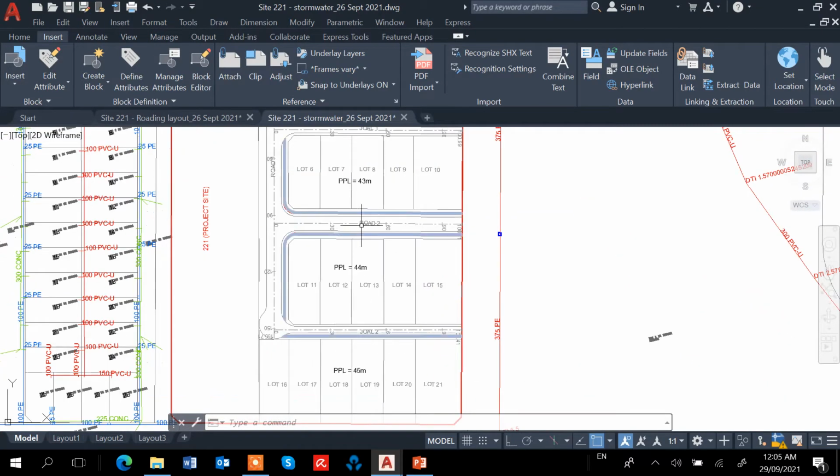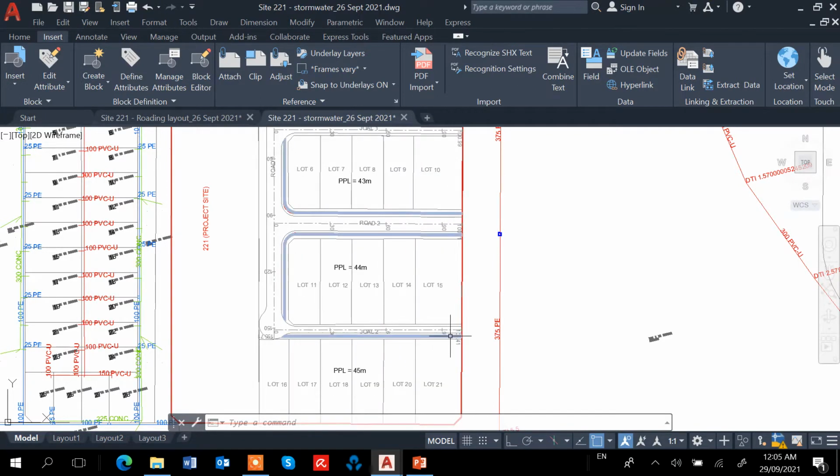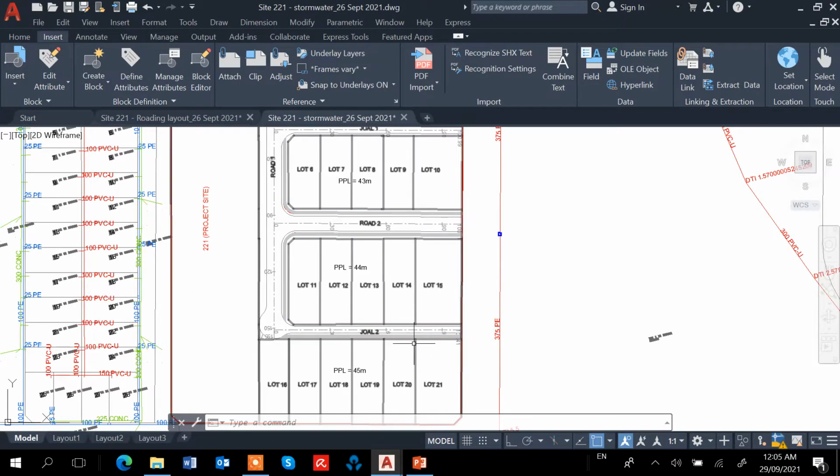Okay, so I think for road two we just provide one. Because if there are many lots, okay, so it's a big housing estate. We got 20, 30 lots. So probably you will have to provide the stormwater pipe on each side. Road two probably just one stormwater pipe.